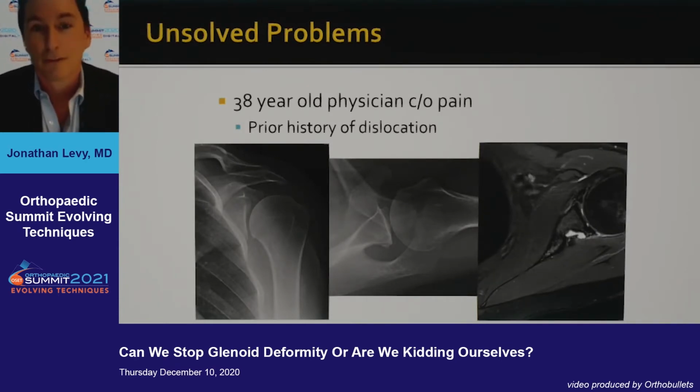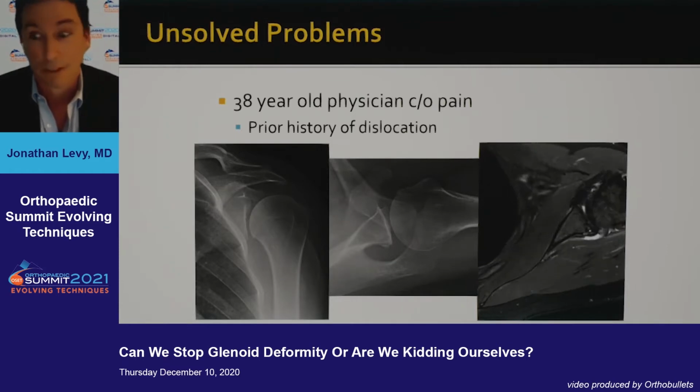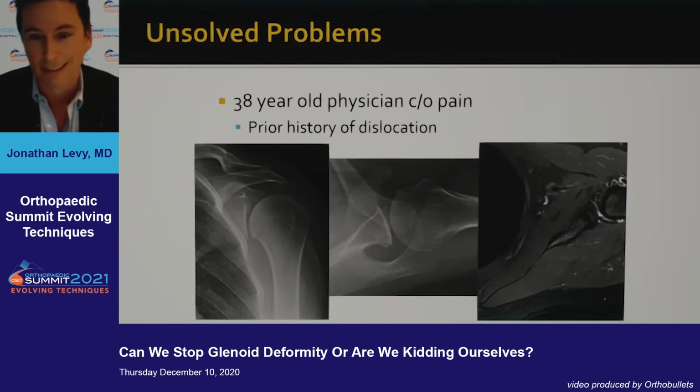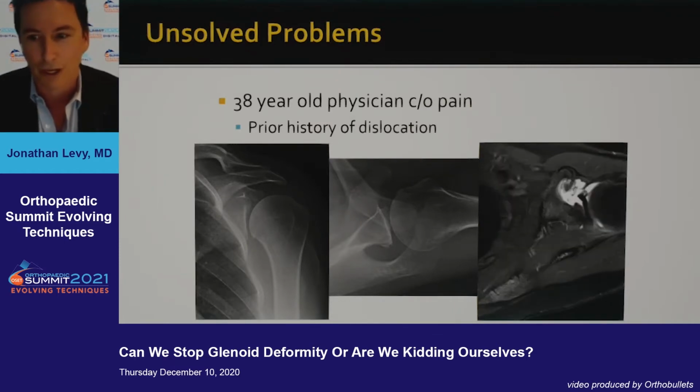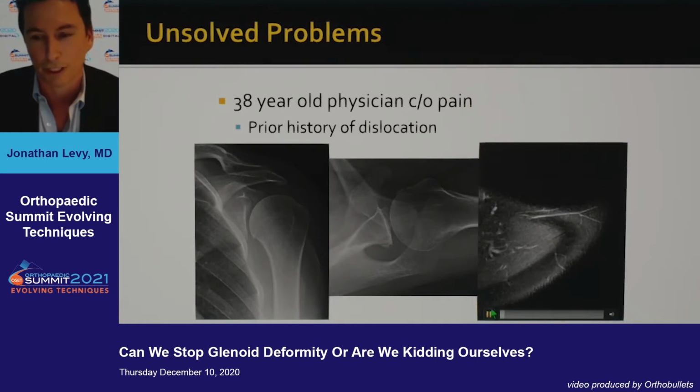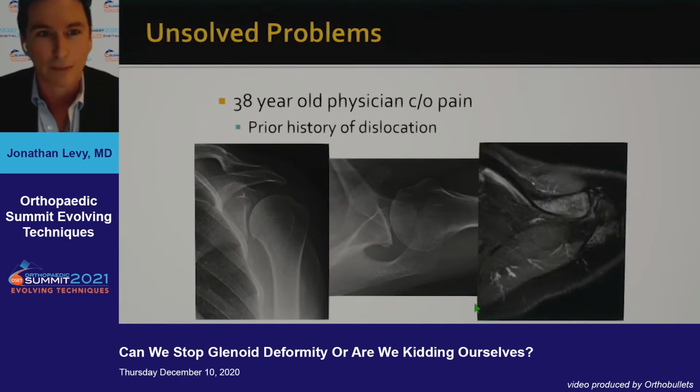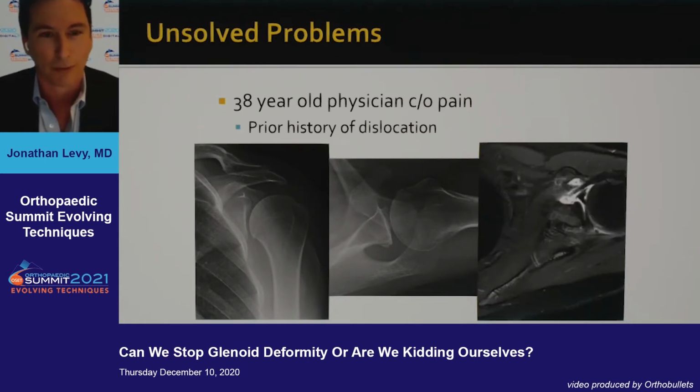Here's a 38-year-old physician with pain. He's actually a radiologist, and recognize that this is not your normal posterior labral tear, right? There is posterior degeneration. There's actually cartilage that you're starting to see eroded in the posterior portion of the glenoid. And so what do you do about this patient? Is this a solvable problem?